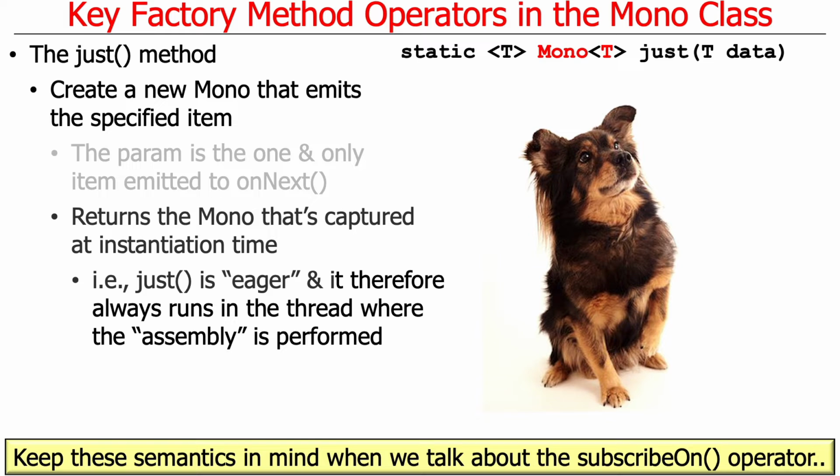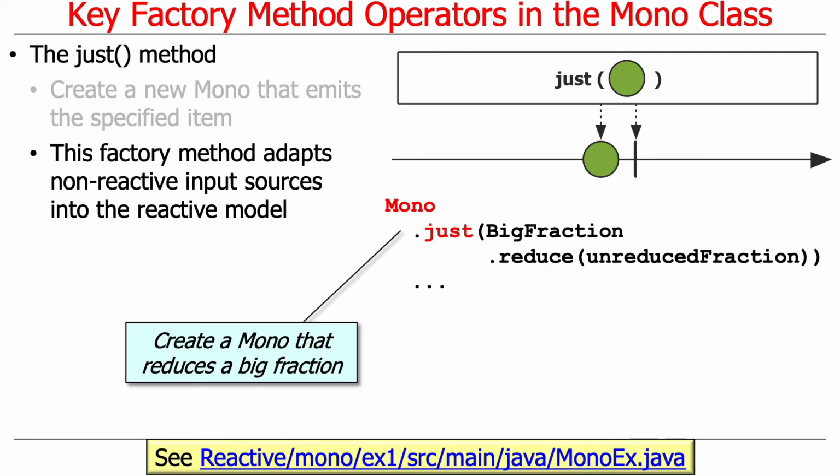And you probably don't quite know what an assembly is yet, but assembly basically is the sequence of calls that are made on a Mono to perform operations on it. And we'll look at some examples here in just a second. Keep these eager semantics in mind when we talk about the subscribeOn operator shortly. This will also show a bit about what an assembly is as well.